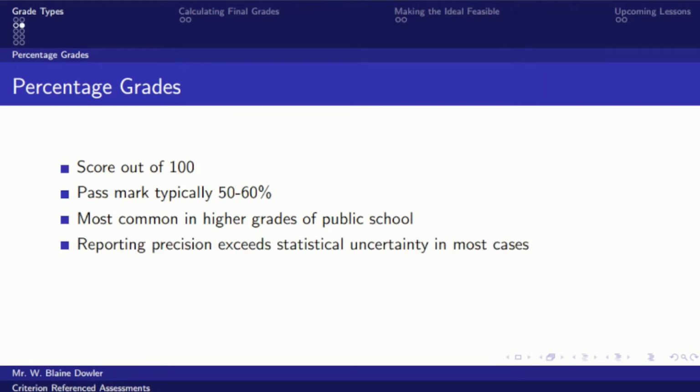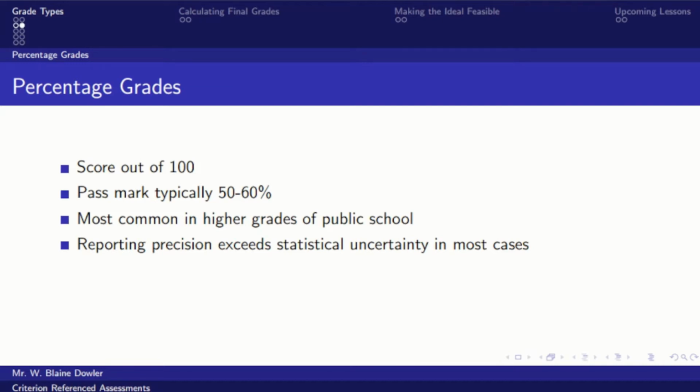The major downside of percentage grades is that the reporting precision exceeds the statistical uncertainty in most cases. So you've got 100 categories here, and you're measuring it to the percentage. But if you look at student performance and the variables in it, and look at the statistical uncertainty and how consistent they are, you will find that the uncertainty is often 2 or 3%.